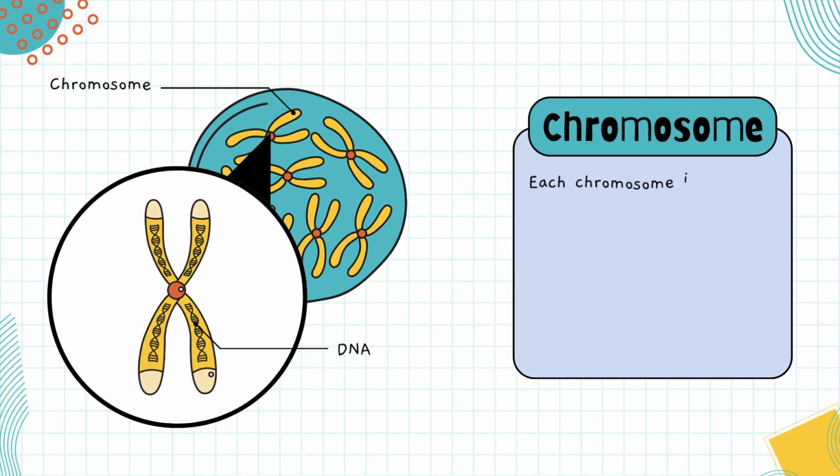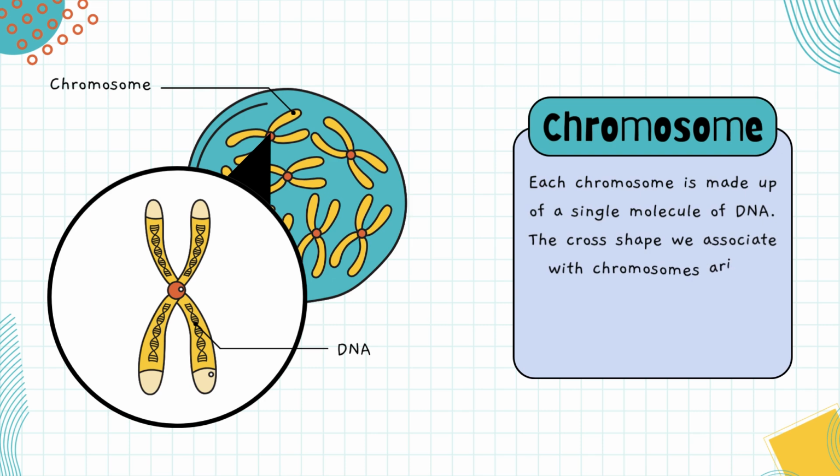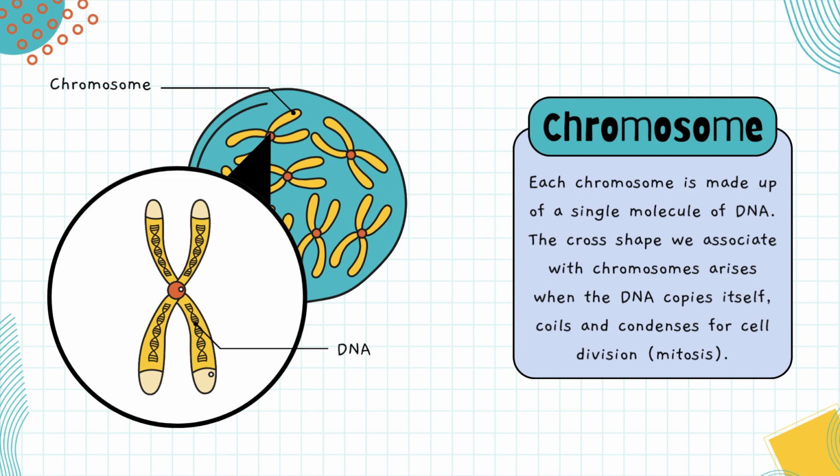Now, let's zoom in further on the chromosome. Each chromosome is composed of a single, long molecule of DNA that winds and coils in an astonishingly precise manner. The familiar cross shape that we associate with chromosomes becomes visible when the DNA replicates, coils, and condenses during cell division, specifically in a process known as mitosis. This remarkable transformation ensures that every new cell receives an exact copy of our genetic instructions. It's like watching a complex scroll being unfurled and then neatly re-rolled into a compact package, each step perfectly choreographed to preserve the integrity of our genetic code.